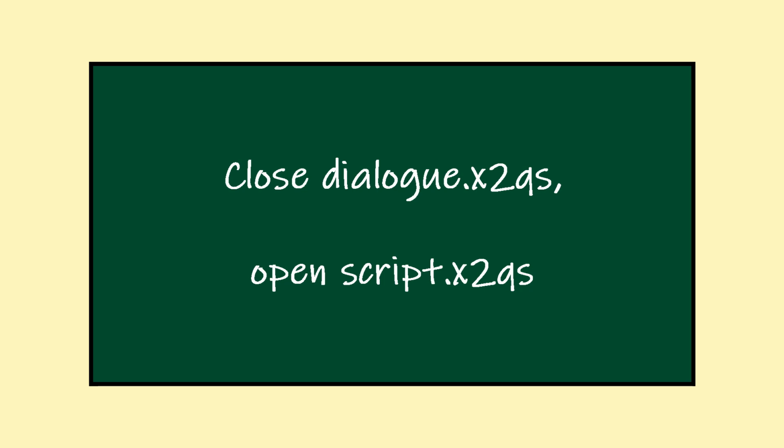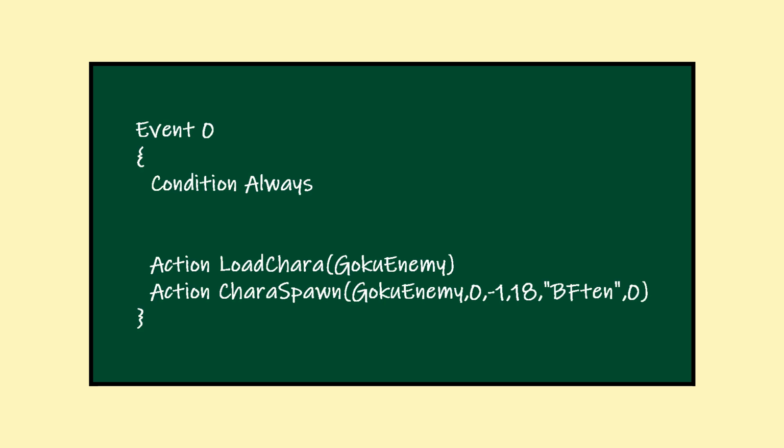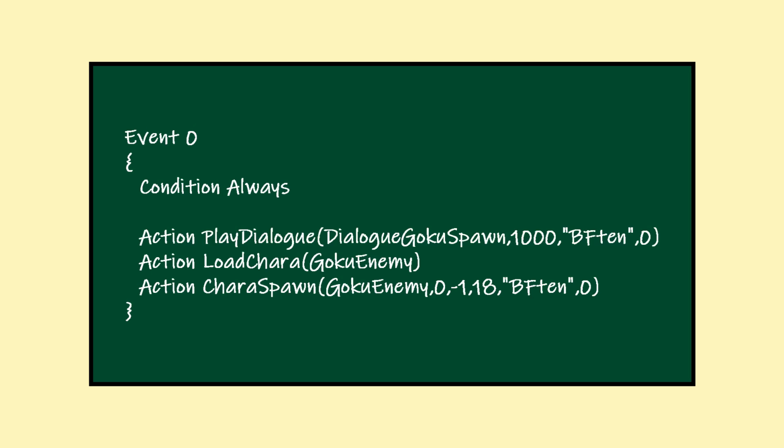To hide the fact we are loading up a character in the background, we can play a dialogue to give the player something to focus on while the loading is ongoing. Go back to state 1, event 0, and above action load Kara, type the following. Action, play dialogue, dialogue Goku spawn, 1000, BF10, 0. This will play the dialogue that you just coded in the other file.